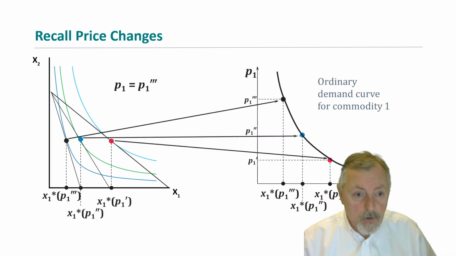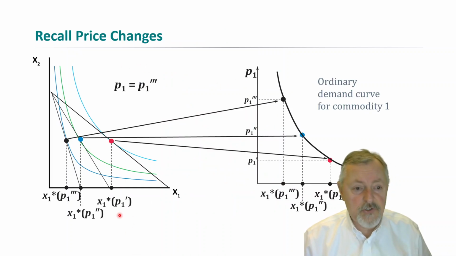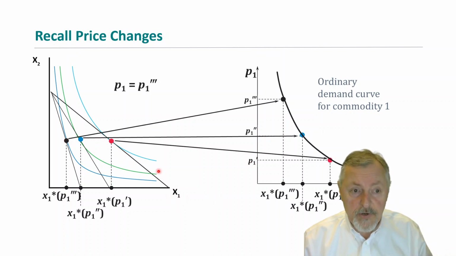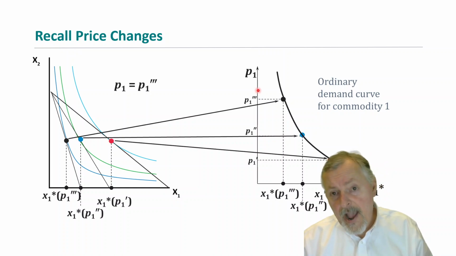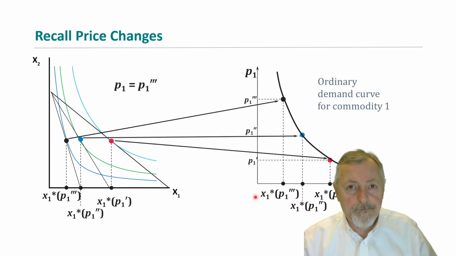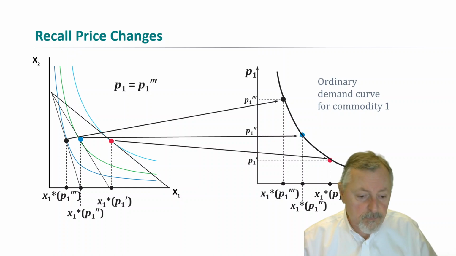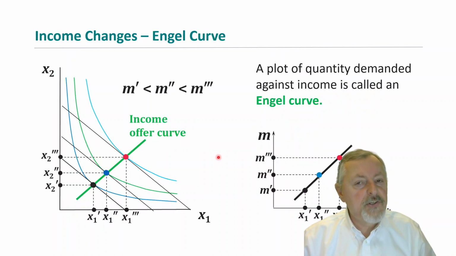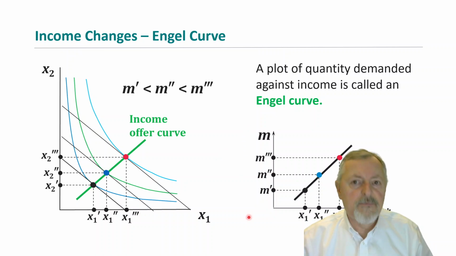And just like before, with the price change, we could also plot all of the different quantities of thing one you buy at different prices on a graph of quantity of thing one, price of thing one. And we got the demand curve. It's price that we're changing, so it's price that we plot on the vertical axis. We can do the same thing here, except we're not changing price, so you don't want price on the vertical axis.